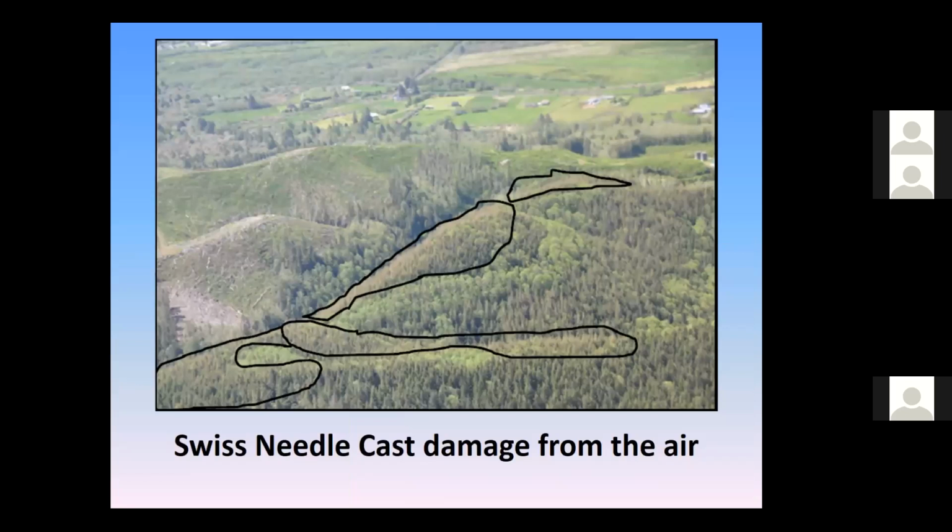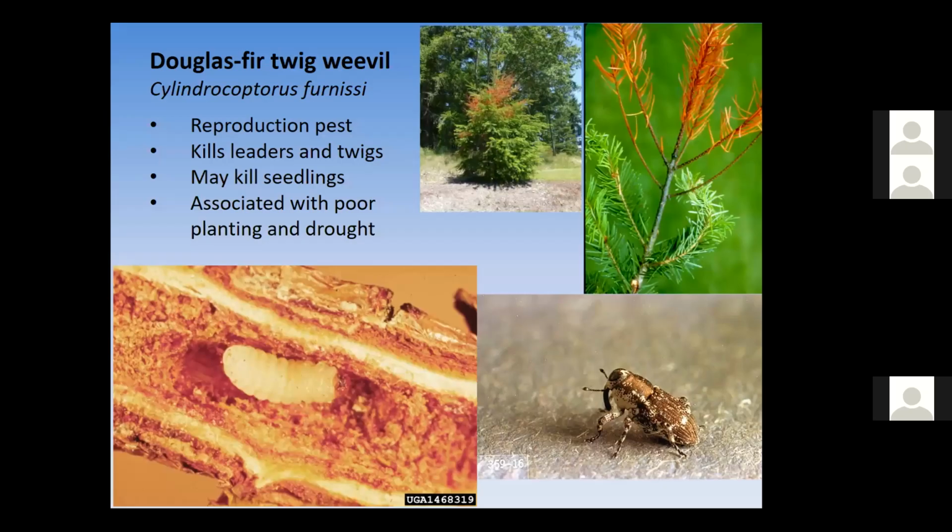So here's a picture of what that Swiss needlecast damage looks like from the air. It can get pretty severe some years, causing a lot of browning. In young Douglas fir, these are more like seedling, sapling size. Again, you get this little top kill pattern or branch flagging, dead tips.